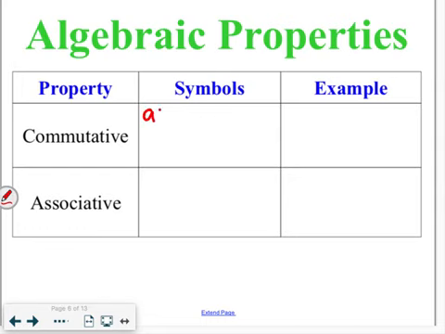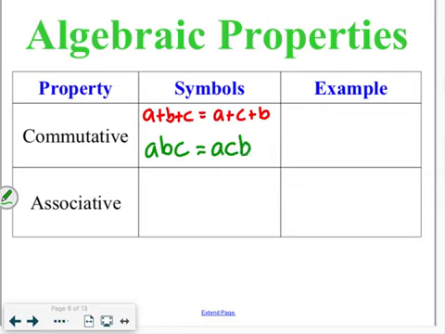So, for example, if I have a plus b plus c, I can switch that around to say a plus c plus b. Or if we're looking at it with multiplication, a times b times c. Notice for multiplication, I just write the numbers next to each other. I do not need to have that times symbol in the middle of them. But I can still rearrange the order in which they are being multiplied.